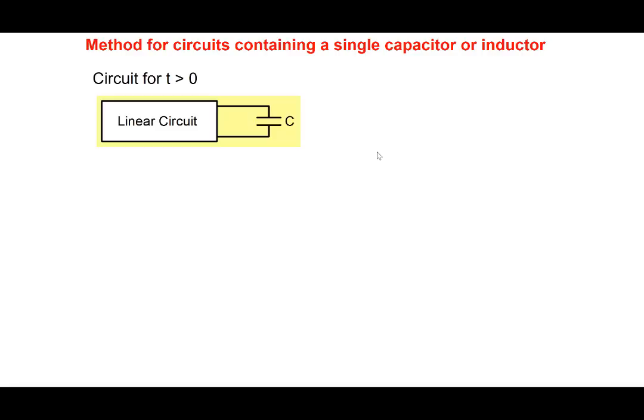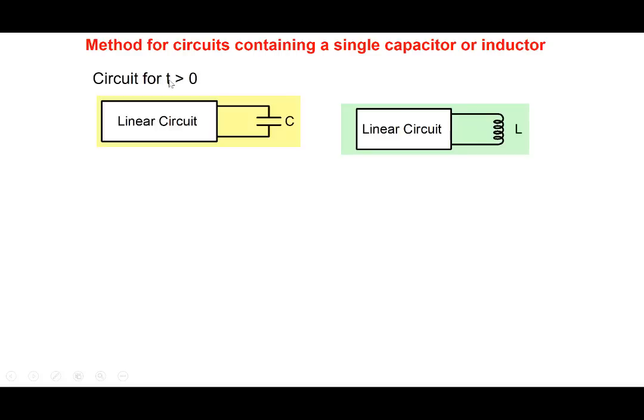So the method that we use for solving circuits which consist of either a single capacitor or single inductor is, let there be a capacitor here and let the remaining full circuit be like this here. Circuit for t greater than 0 after some switch has been closed or opened. So we are talking about circuits of this kind, one single capacitor effectively and one single inductor. When you have a situation like this, note that it's a linear circuit. We are confining ourselves to linear circuits.